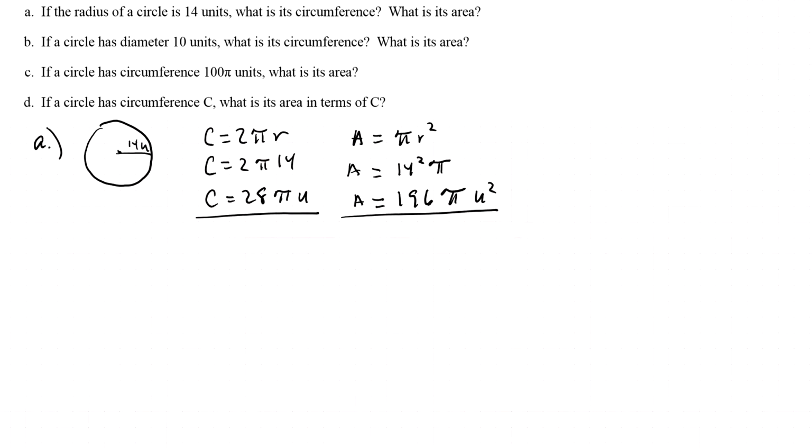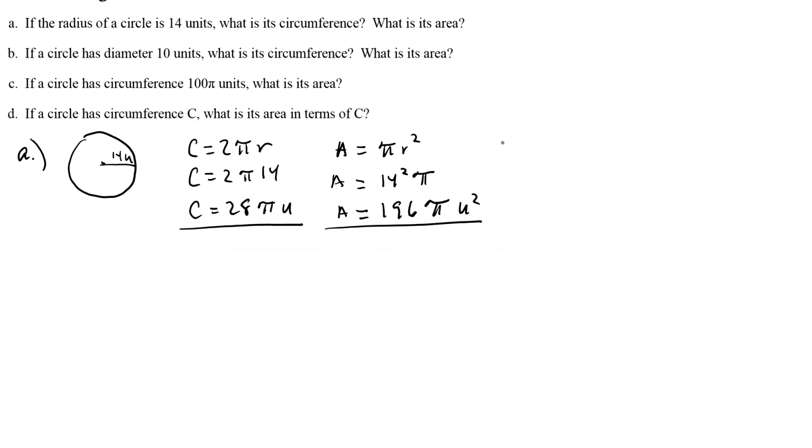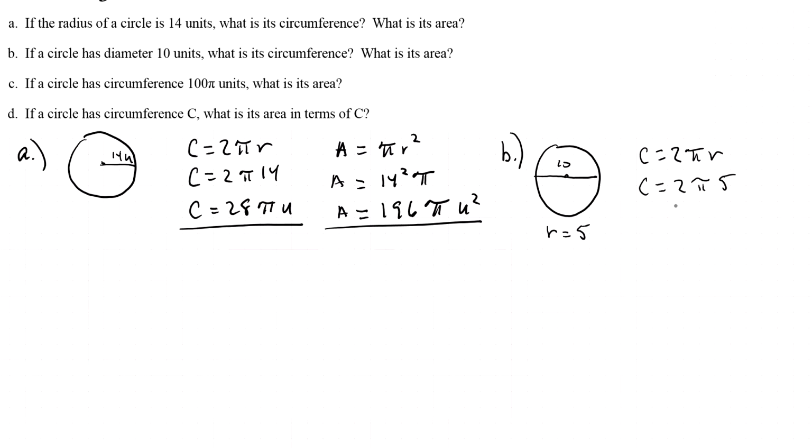If the circle has a diameter, actually I'll do it over here. If the circle has a diameter of 10 units, so we've got a circle and then we've got a diameter of 10 units, what is the circumference? Okay, so remember they gave us diameter, so we know that the radius is equal to 5 units. So circumference equals 2 pi r, so circumference equals 2 pi times 5, and so the circumference is 10 pi.